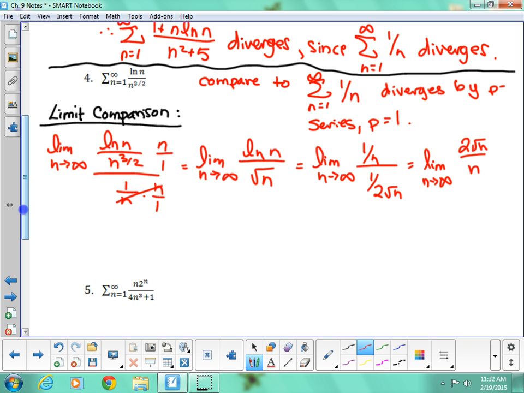Who's stronger? The bottom's stronger. So my limit is 0. Okay, 0. We can only show with 0 converging.